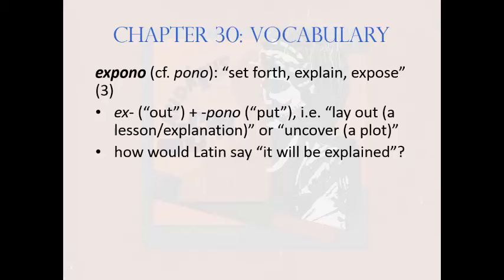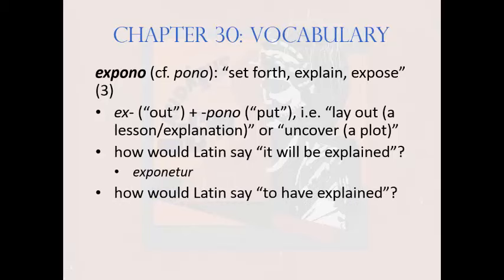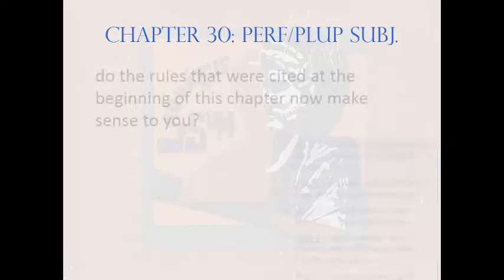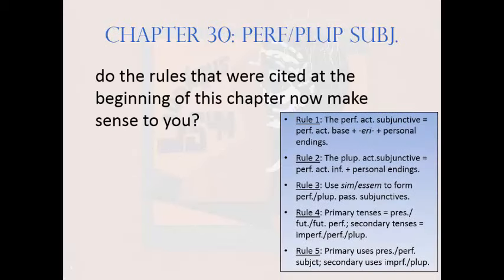Conjugation. What conjugation is expono? Third. And the future tense marker in third is e. So, exponetur. And what about to have explained? Tense, perfect. Mood form, infinitive. Voice, active. And the ending used to create all perfect active infinitives in Latin is isse, which is added to which principal part? The third minus i. So the answer is exposuisse.